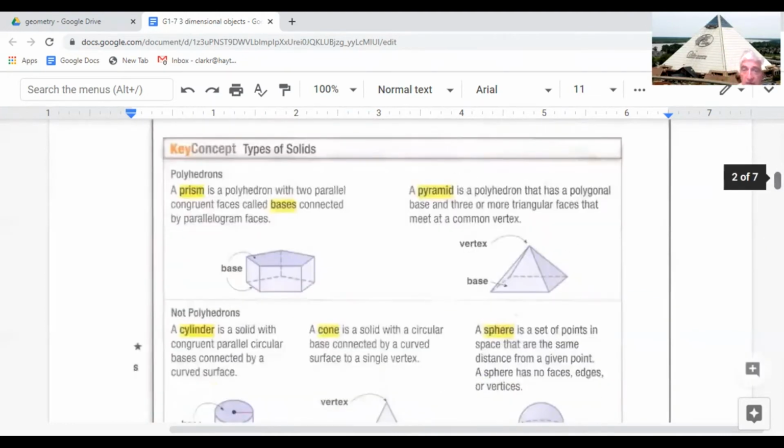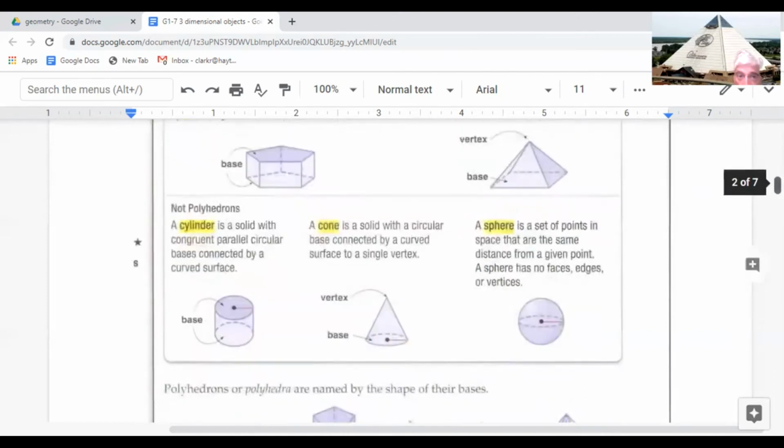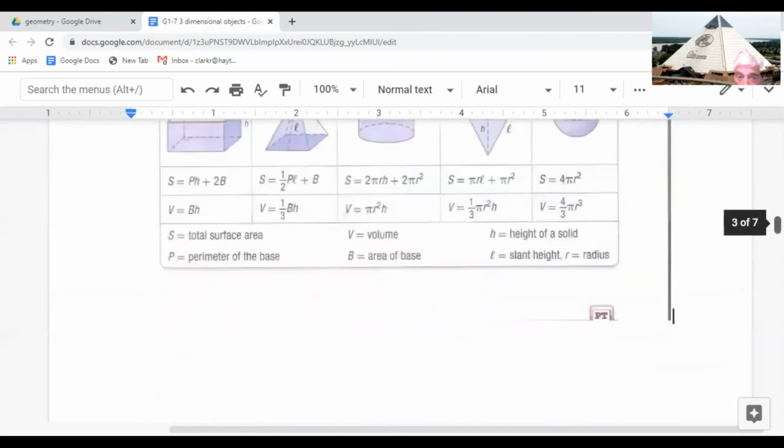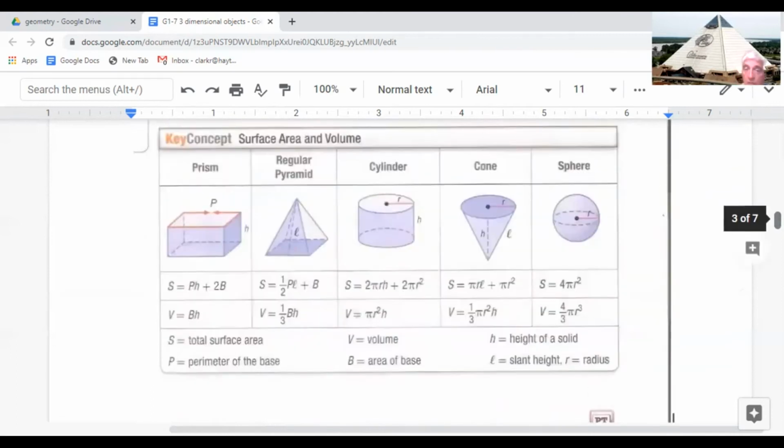We've got prisms. We've got pyramids. And that prism, by the way, has 1, 2, 3, 4, 5 sides. It's a pentagonal prism. The box I showed you was a rectangular prism. Then we've got a cylinder and a cone and a sphere. And here are the formulas. We're basically concerned with volume, but occasionally they'll ask you for surface area.